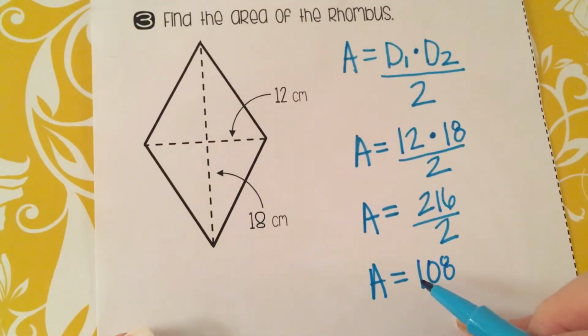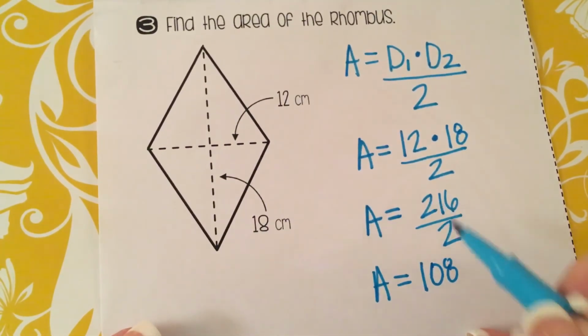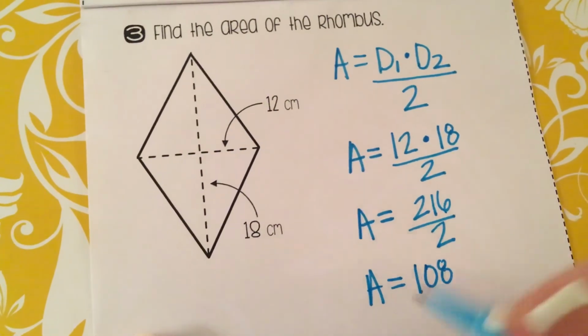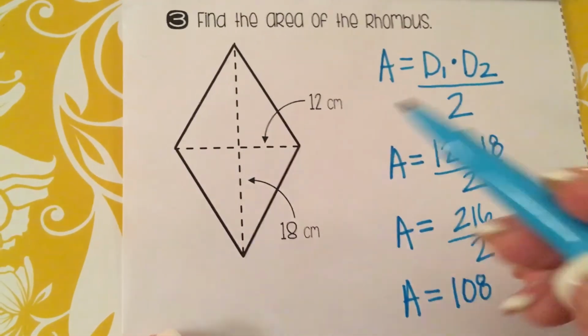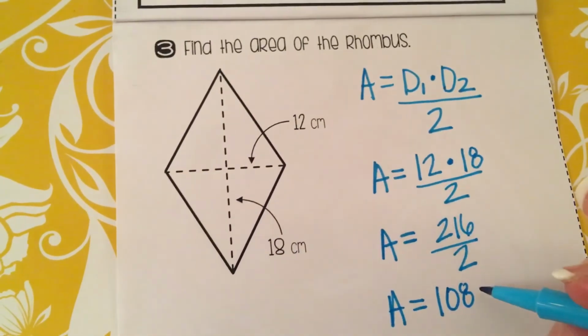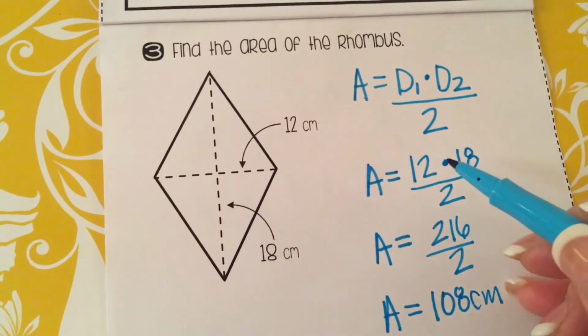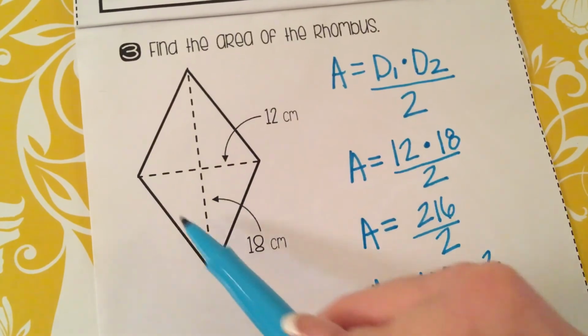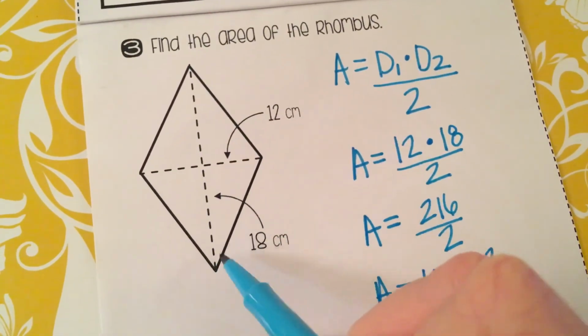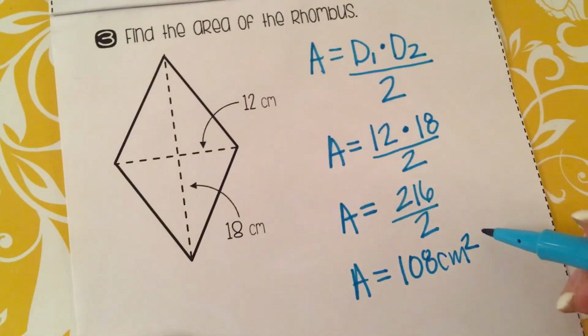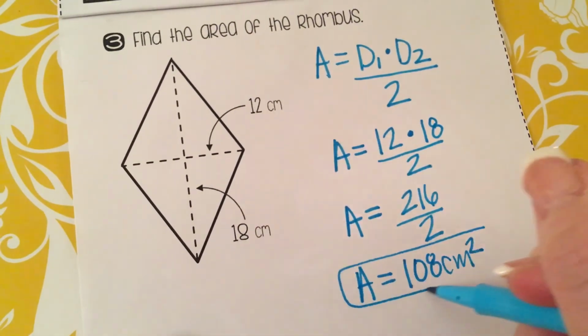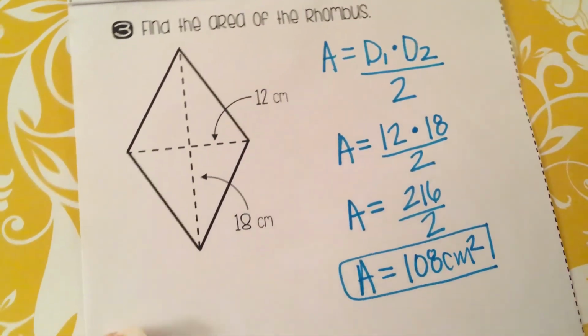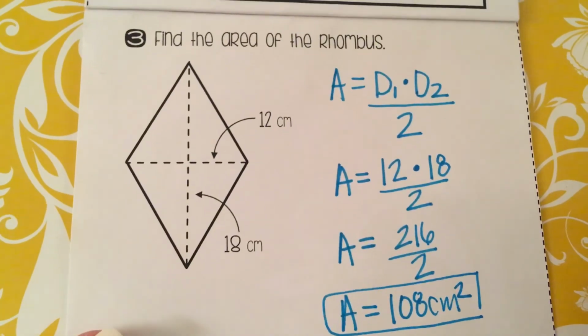And if we want to check, if we double 100, it's 200. If we double 8, it's 16. So area is 108, but we can't stop there. We talked before that the units are centimeters. And when you're multiplying centimeter times centimeter, it's square centimeters. So if that were filled with tiny centimeter by centimeter squares, you would be able to fit 108 in there. And that, my friends, is how you figure out the area of a rhombus.